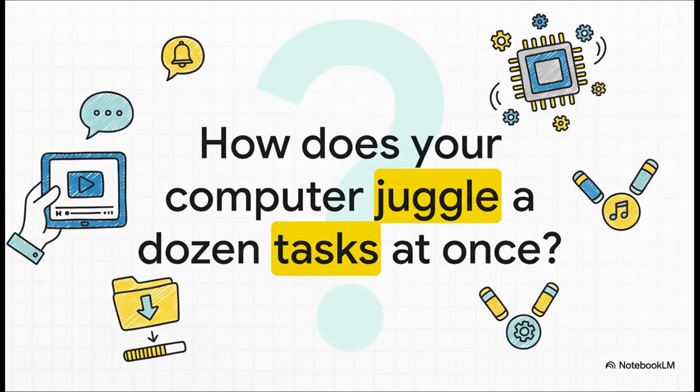I mean, really think about it for a second. Right now, you might be watching this, maybe downloading a file, you've got chat notifications popping up, and all the while your computer is running who knows how many processes in the background. So how does that one single brain, the processor, keep all of those balls in the air without dropping a single one? Well, let's find out.